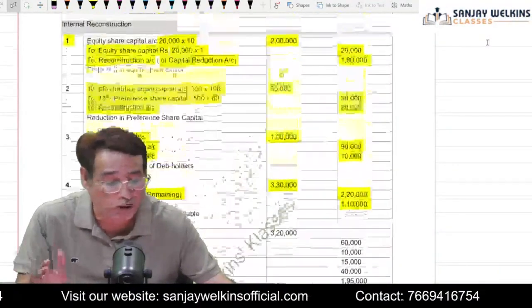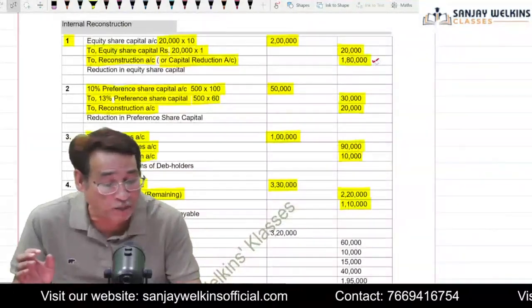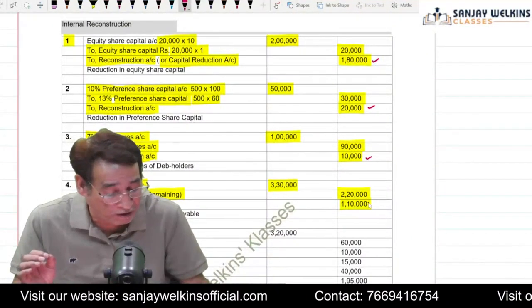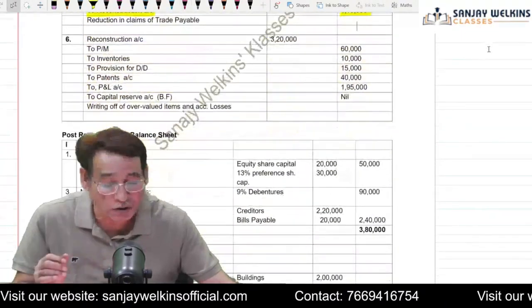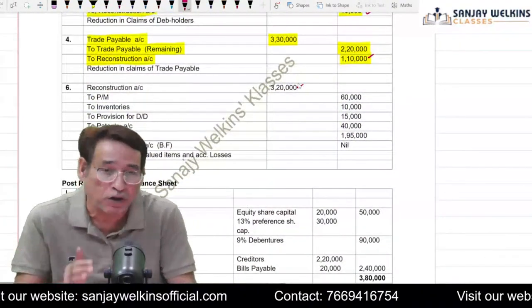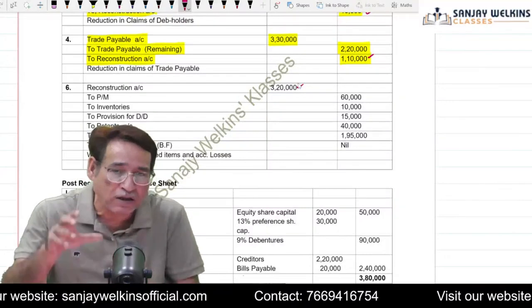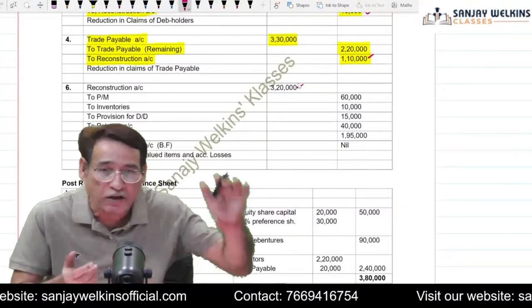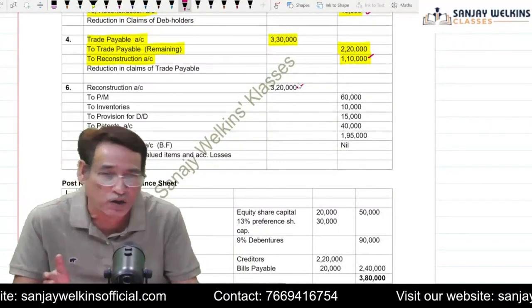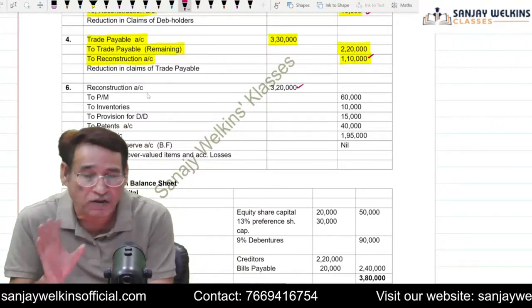So now, after having passed these four entries, you will simply take into account the credit balances of the reconstruction account. Correct? You will total them up. Their total will be equal to 3,20,000. Now you are going to utilize this balance in writing off all the overvalued items and accumulated losses. So reconstruction account debit.